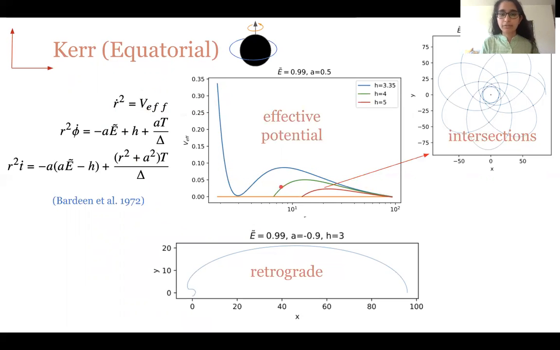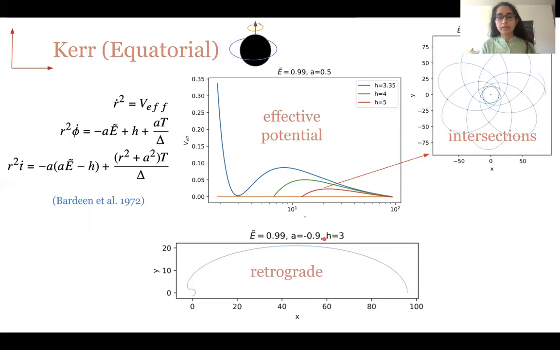Now, we can again find what the turning points are, or the pericenter, the closest approach to the black hole, and the apocenter, the farthest point from the black hole, and integrate the geodesic equations given to find this orbit. Similar to the Schwarzschild case, we can get other interesting orbits.